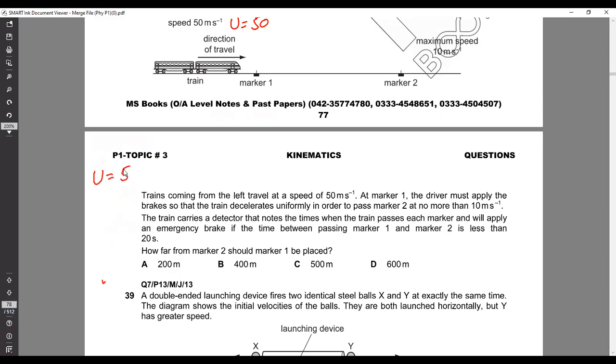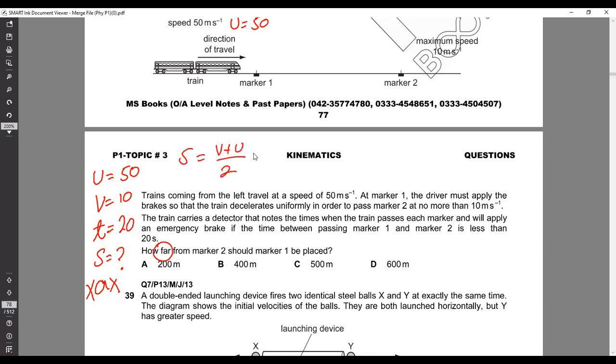Initial velocity is 50 meters per second. Is it talking about any final velocity? 10 meters per second, that's right. Is it talking about any time? 20 seconds. What is it asking us to find? The distance between the two markers. How far is actually another word for the distance. Which one is not discussed? Acceleration. Use an equation without acceleration, and you will get your answer.